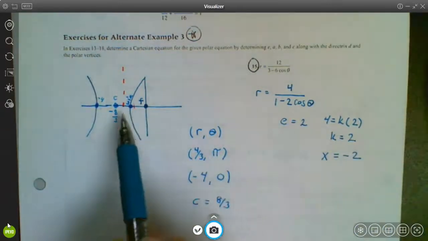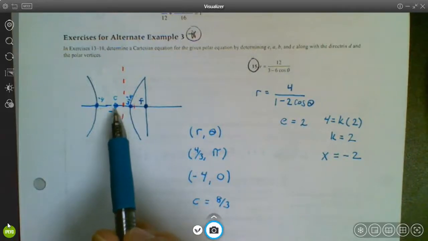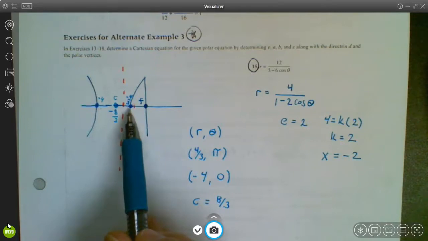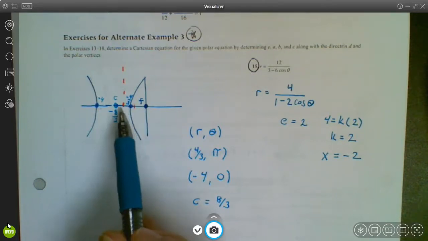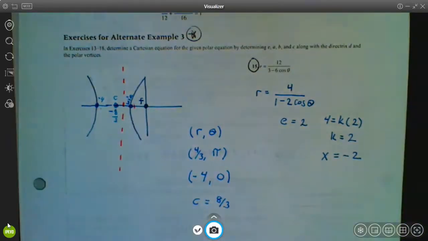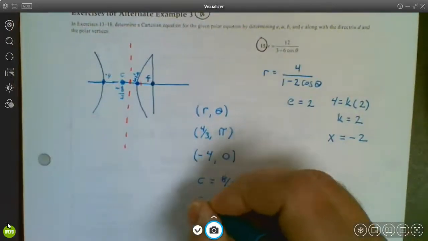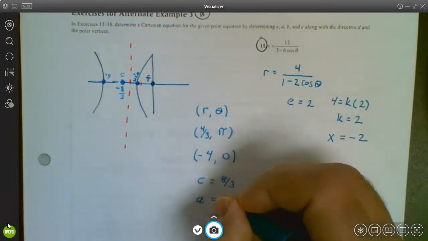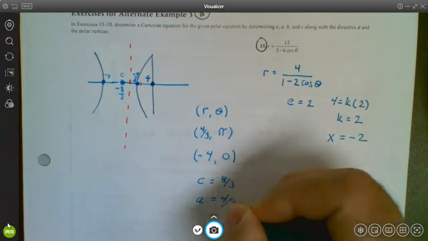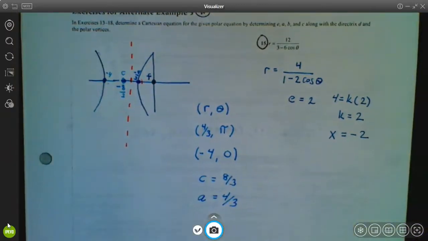How about our A value? So the distance for our A value goes from the center to the vertex. So if I just found the difference between those two numbers, I'm going to be looking at 4/3. And so that's the process they want us to use to come up with that information.